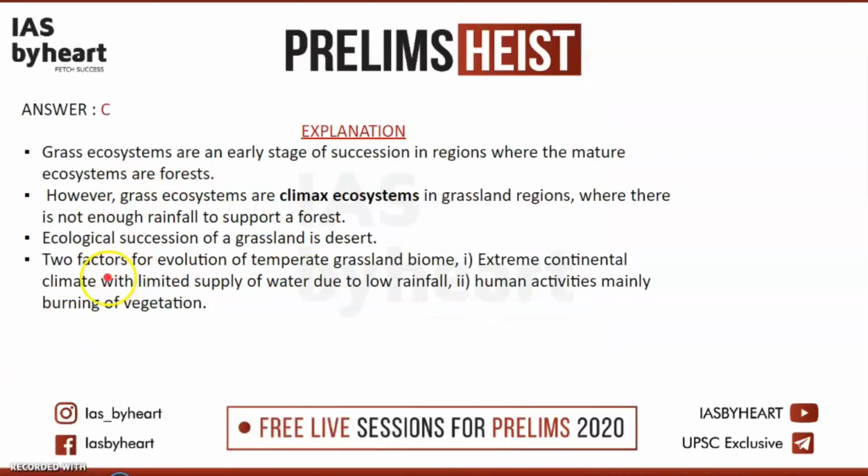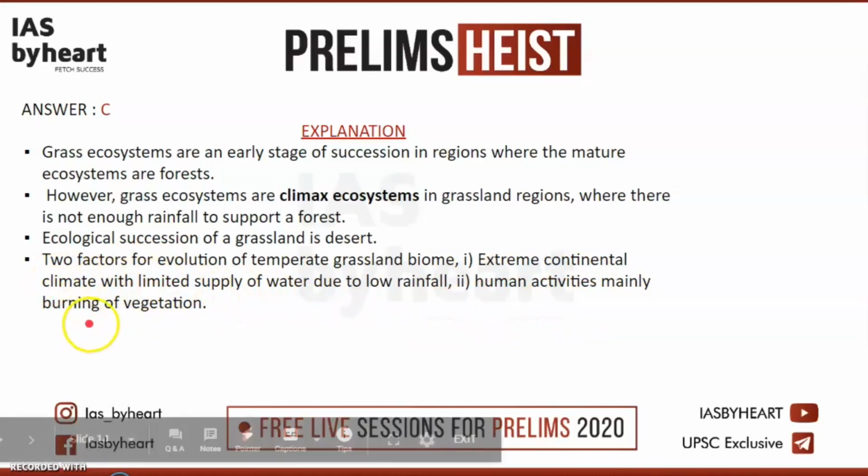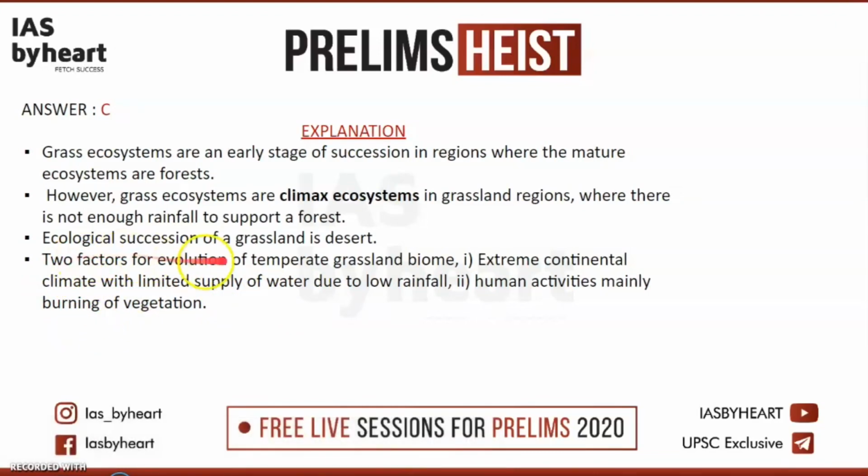See, the factors required for growing of trees are water supply as well as temperature, but in this region we don't have that much water supply, and also human activities, mainly burning of vegetation, deteriorate our grassland region. So moreover the ecological succession of this grassland is a desert, so we have no other options in this grassland.